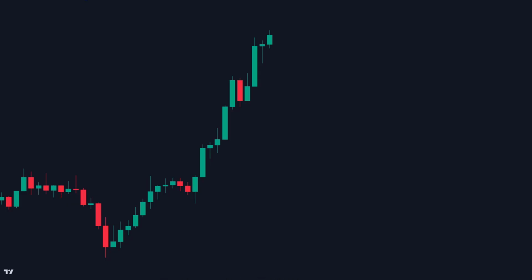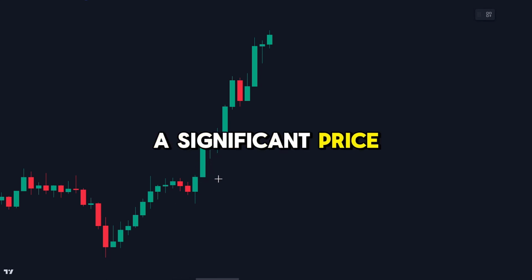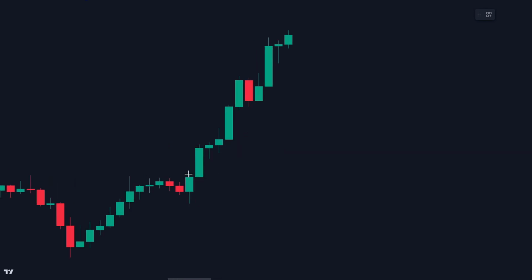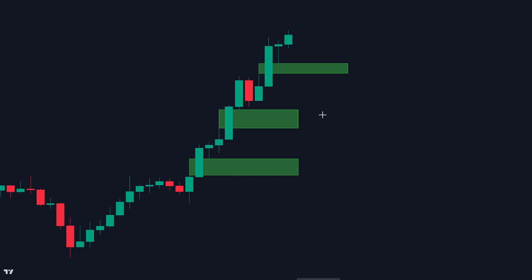So step number 1 is identifying your fair value gaps. For me, it's a no-brainer, but just to make it clear, you should find something that looks like this: a significant price movement up or down, leaving a gap, a space where the first candle's high and the third candle's low are not overlapping. You can mark that area to make it easier to see and clearer to understand. And as you can see in this example, we have many more fair value gaps. All of them are bullish.